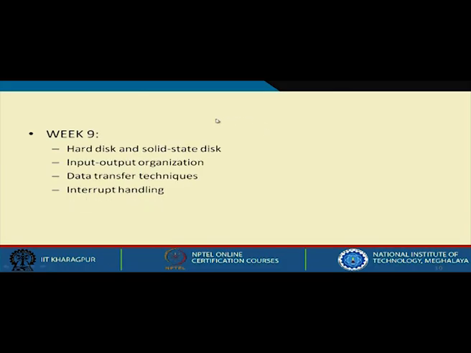Then in week 9 we moved on to the input output part of the processing. So, we started with the most important kinds of secondary memory devices that we use, namely the hard disk, and of course, the competing technology called solid state disk, which is very fast and is replacing hard disks. Nowadays, if you buy laptops, you often get an option to choose SSDs, or solid state disks, instead of hard disks.